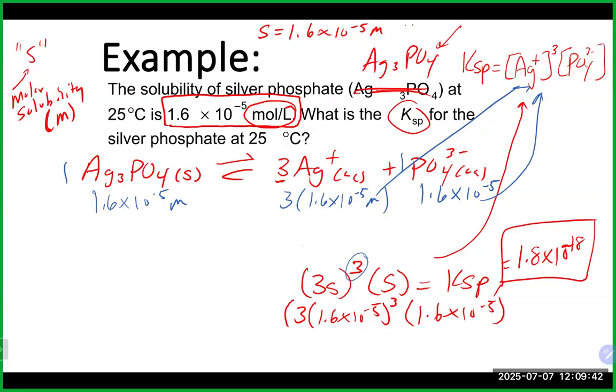1.6 times 10 to the minus 5 is the concentration of that whole thing, silver phosphate. But when it goes in for a swim, it's going to break apart, and you get 3 to 1 as the silvers. So it's 3 times as concentrated in terms of the silver ions. That's why you have to multiply it by 3. And it's basically a 1-to-1 relationship for the phosphate. So that's why that one is just 1.